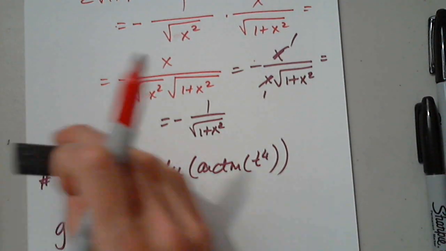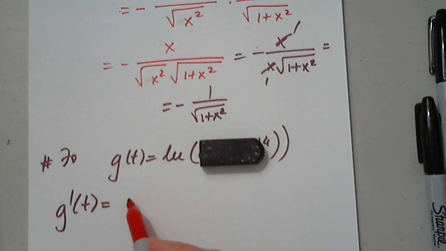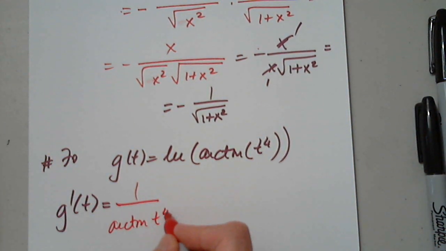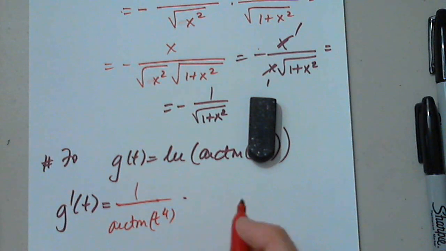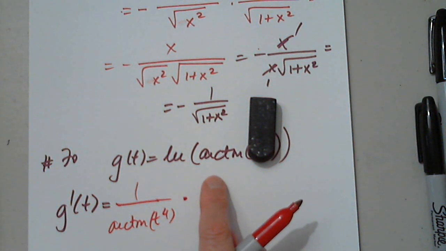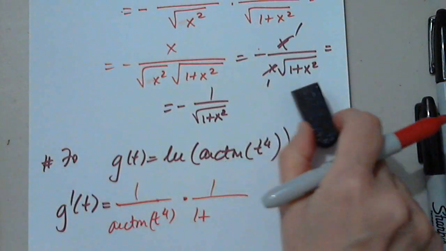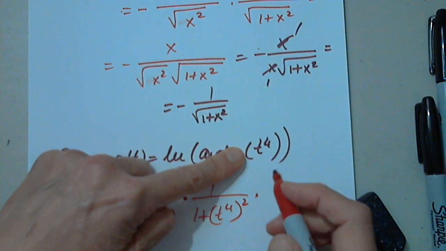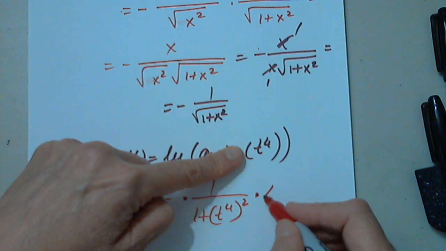So let's differentiate natural log. 1 over whatever, times the inner function prime. How do I differentiate arctangent? 1 over 1 plus x squared. Yes, but not x squared, whatever I have here. T. Yeah. Good. Times the inner function prime. 4t to the third power.